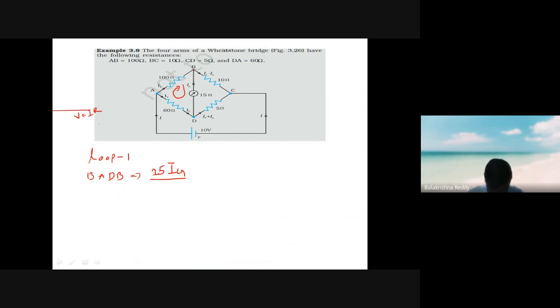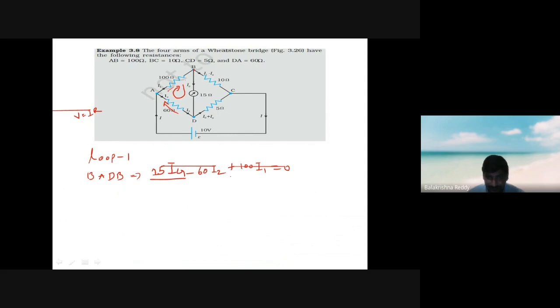According to that, after 15 Ig, coming to the branch DA, the current is coming downwards while our approach is upwards. So these two are opposite, so minus 60 I2 I can write here. Then next, coming to AB, AB is in the direction of approach only, so plus 100 I1 equal to 0. This is the first one.